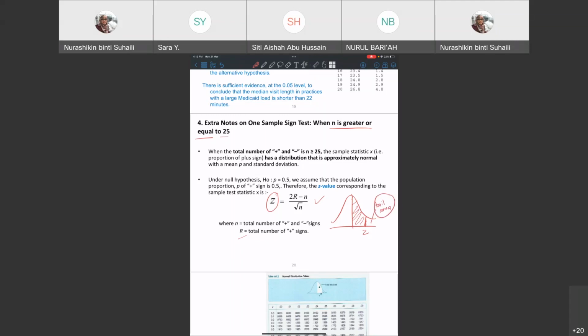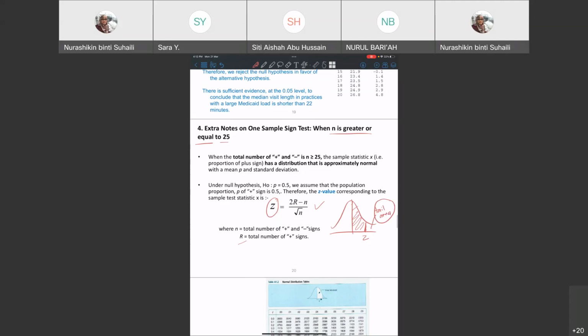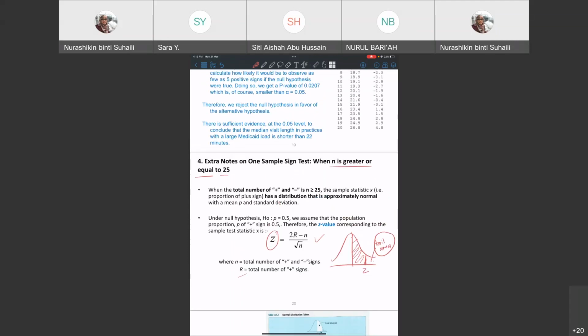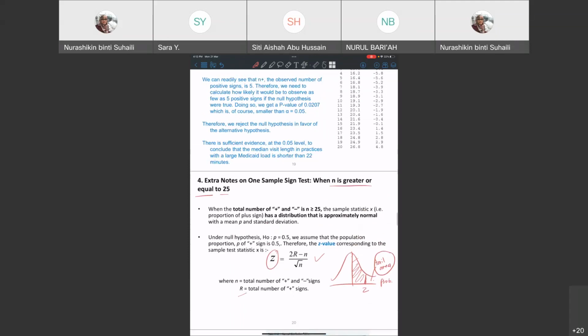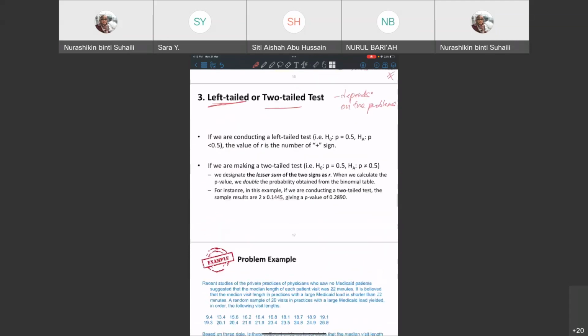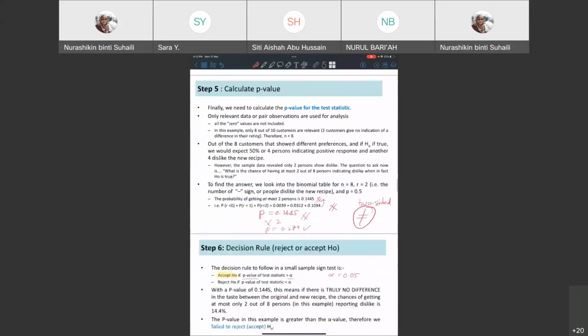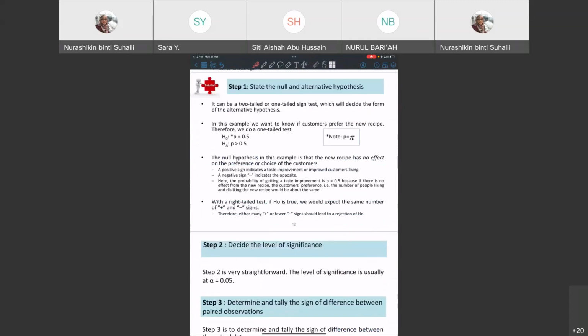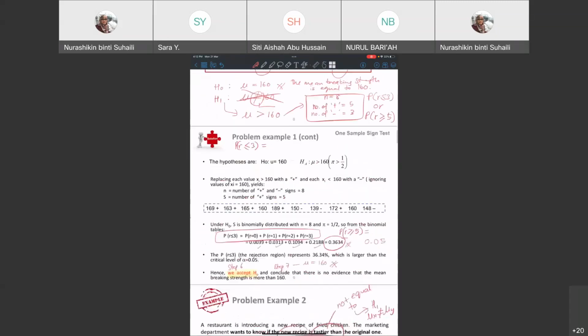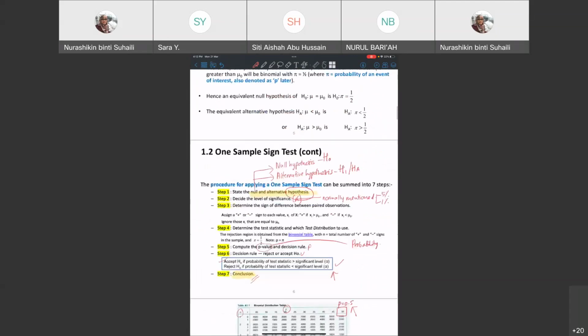This tail area, which is actually the probability, you want to compare with the decision rule from earlier. Wait a moment, I hope you don't get confused. This one. This p value is actually going to be your p value.